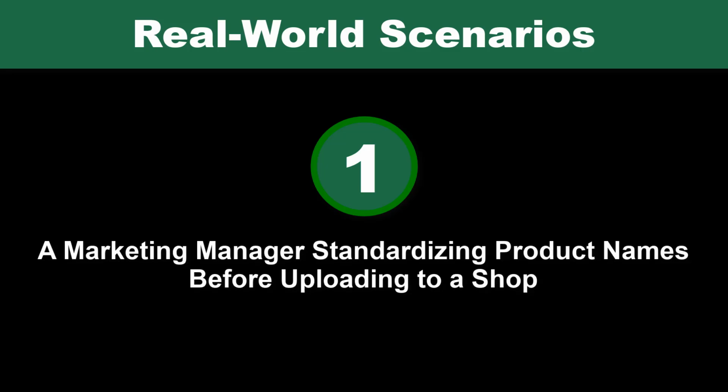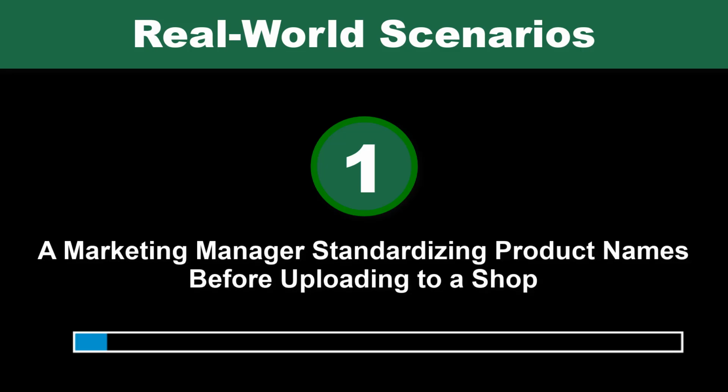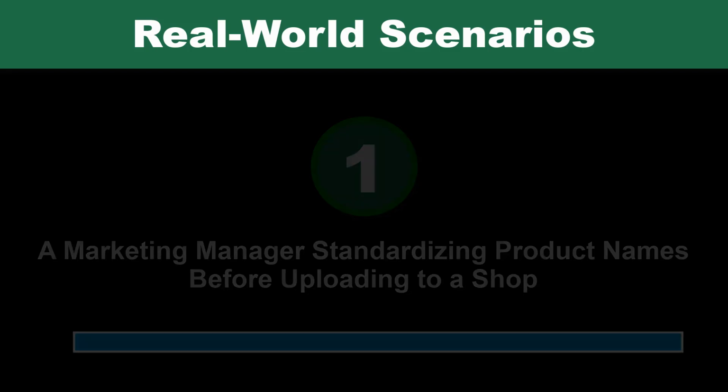A marketing manager standardizing product names before uploading to a shop. A marketing manager received a product list from a supplier, where names were a mix of all caps, lowercase, and random capitalization, like blue widget, red widget, and green widget. Uploading them to the online store like that would look unprofessional. Format Case with Proper Case standardized the entire product name column in one click. Every name came out correctly formatted, ready for the upload without a single manual edit.